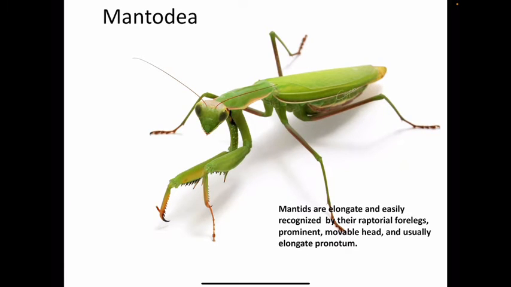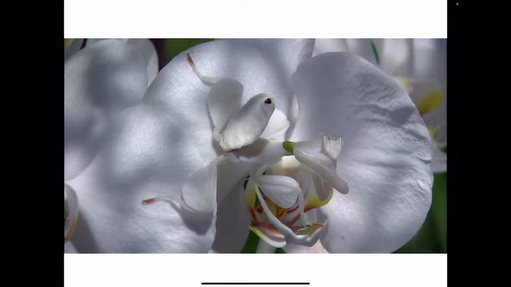But in case of mantid, overall the mantid body is elongated, and we can easily recognize them by their raptorial leg, and the head is narrowly attached to the thorax, and the pronotum is elongated. As the head is narrowly attached with the prothorax, they can rotate their head easily.